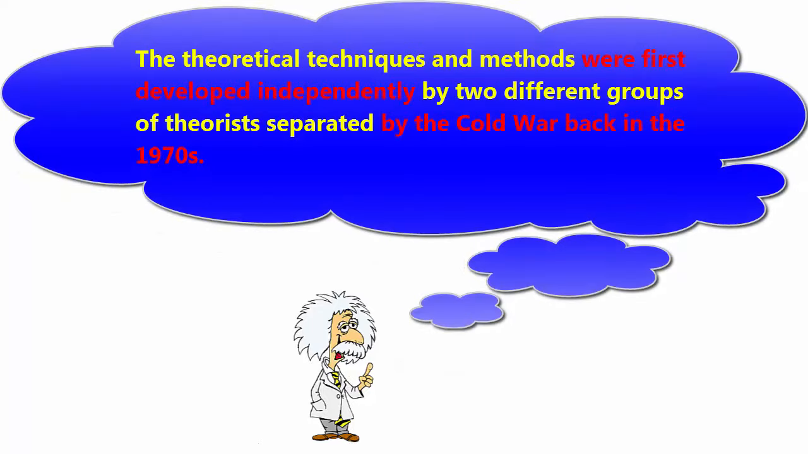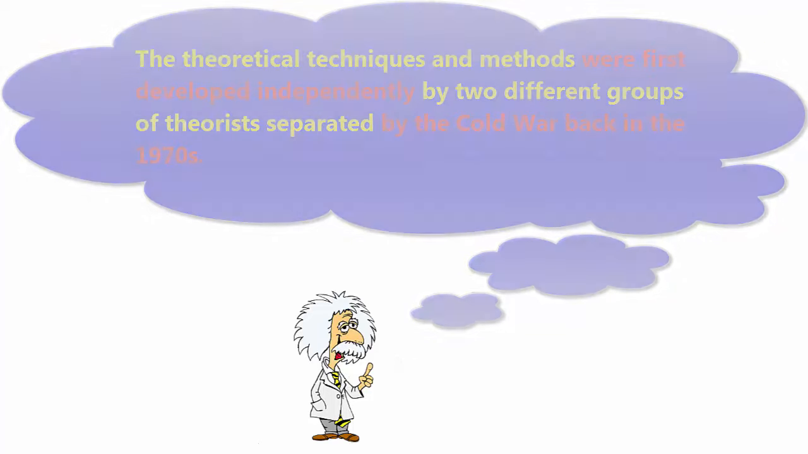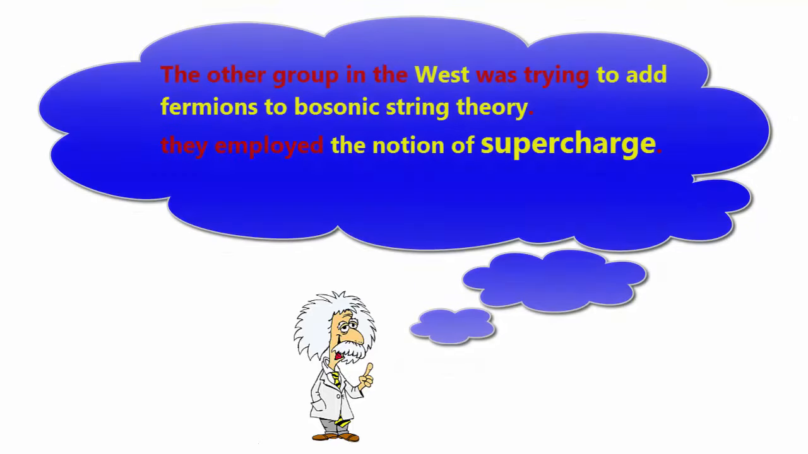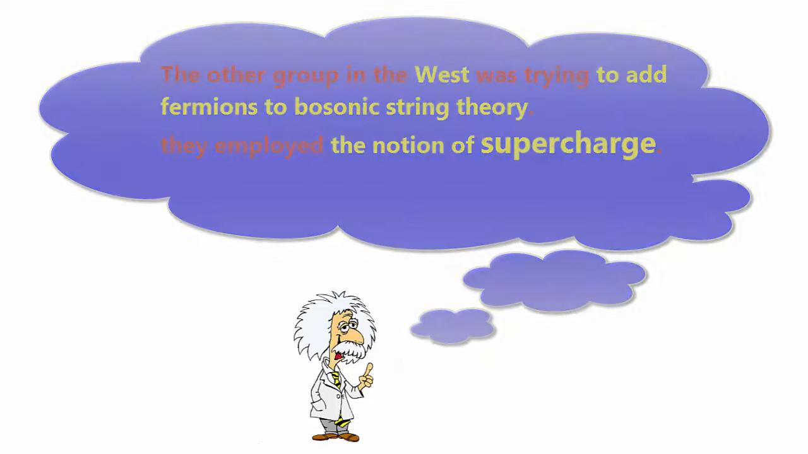These theoretical techniques and methods were first developed independently by two different groups of theorists, separated by the Cold War, back in the 1970s. One group in the USSR was exploring the mathematics of space-time symmetry. They employed the notion of superspace. The other group in the West was trying to add fermions to bosonic string theory. They employed the notion of supercharge.